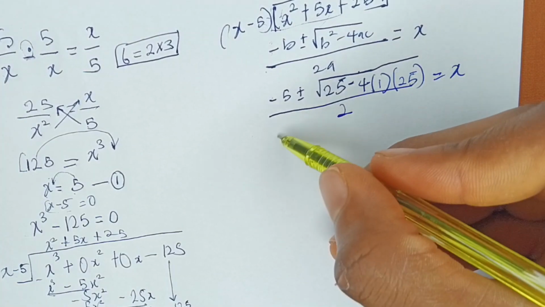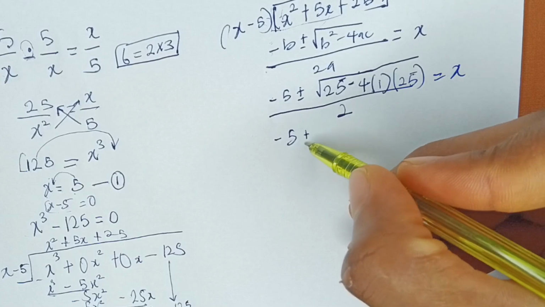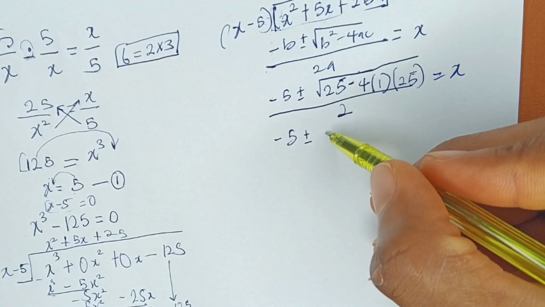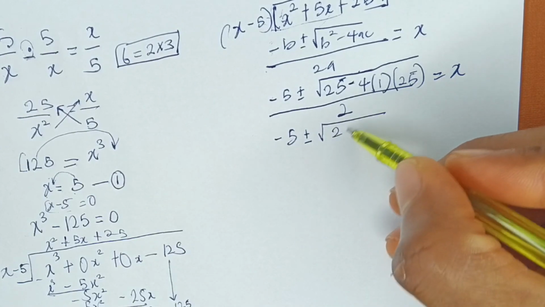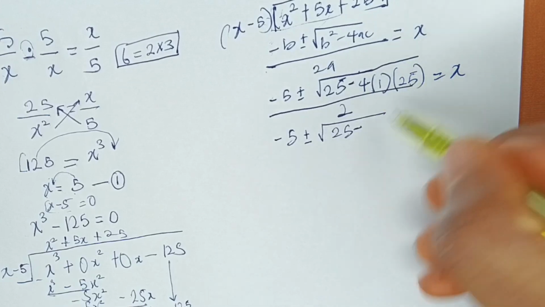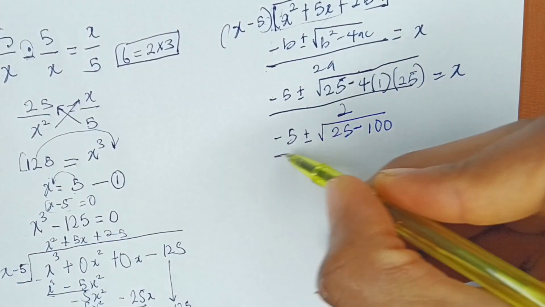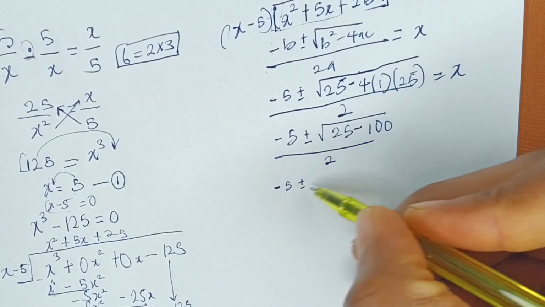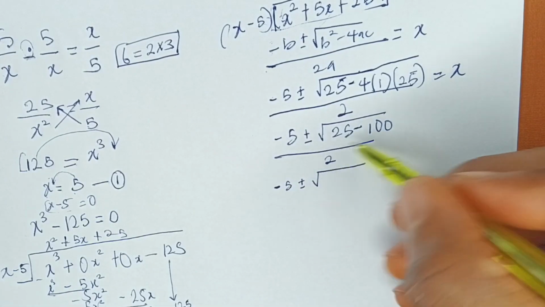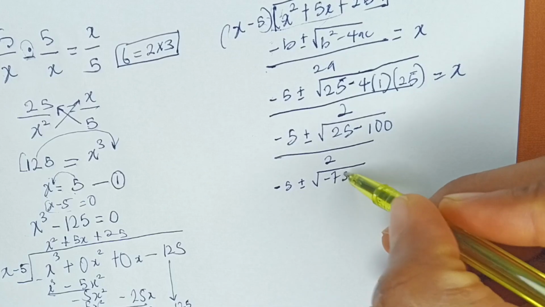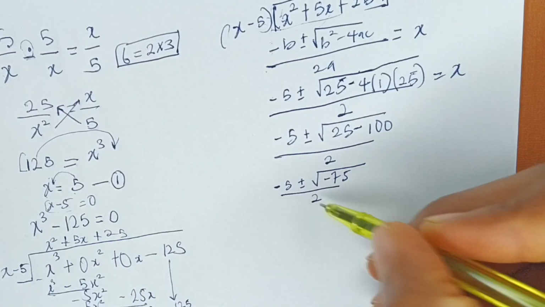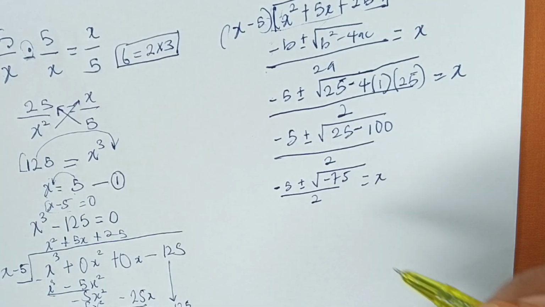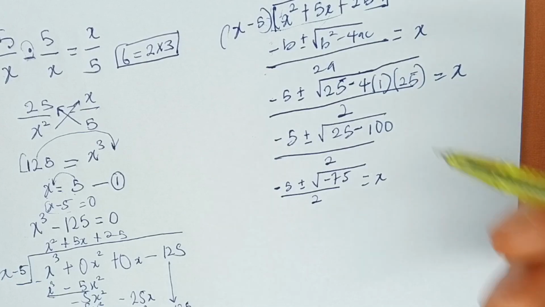Now, minus 5 remains here, plus or minus the square root of 25 minus, this times this is 100, all over 2. Now we have minus 5 plus or minus the square root of 25 minus 100, which is negative 75, all over 2, is equal to x. Now, from your knowledge of mathematics, can you take the square root of a negative number? No, you can't take the square root of a negative number.